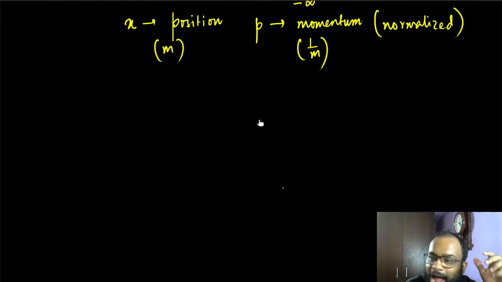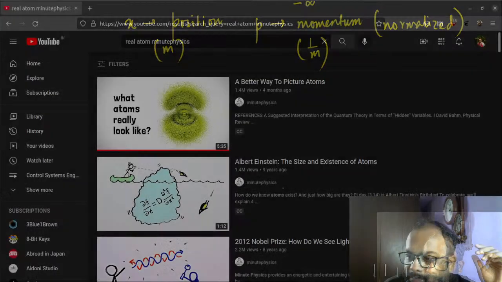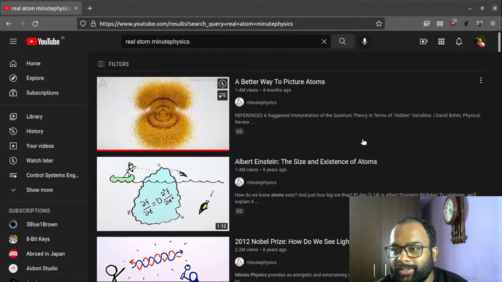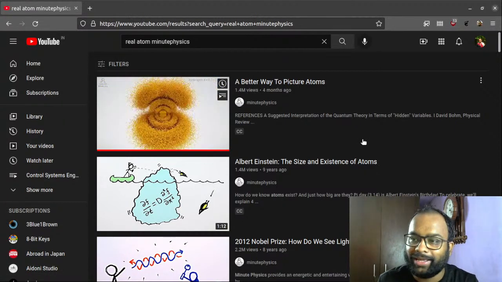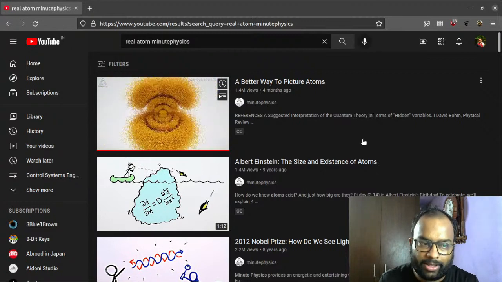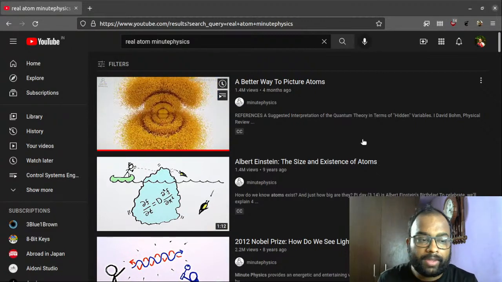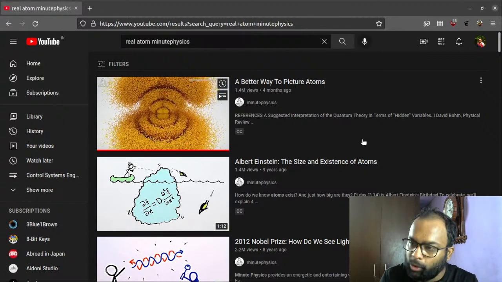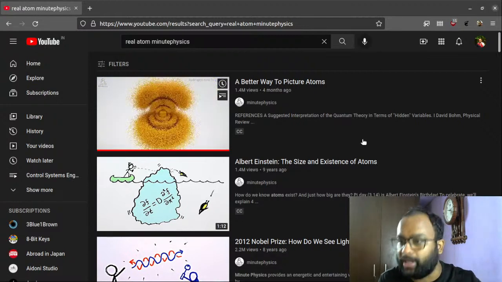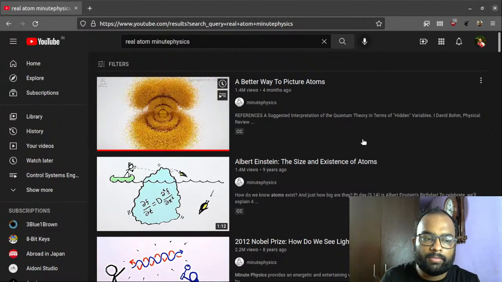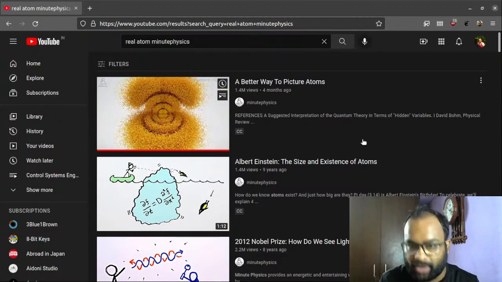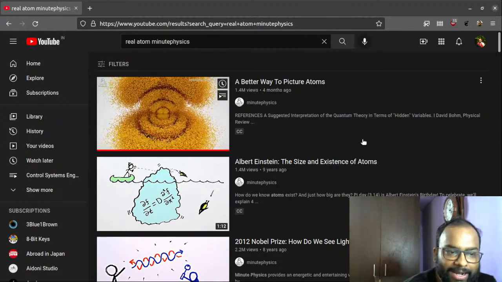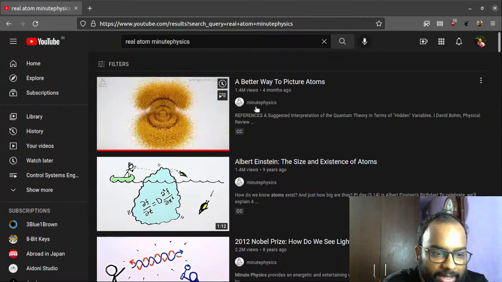So this is sort of how an atom actually really looks. You see, the position of the electron is essentially a probabilistic quantity. We can say, okay, these are possible positions. If we know the momentum precisely, we can only talk about the position roughly. Similarly, if we know the position precisely, then we can talk about the momentum only roughly. So that's how an atom really looks. This is a fantastic channel, Minute Physics, and I would suggest you subscribe to it.